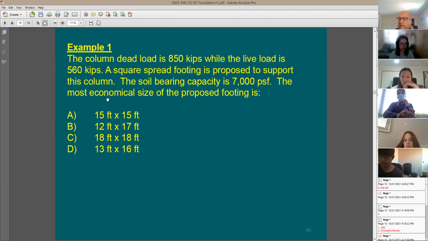The most economical size of the proposed footing is, can it be 15 by 15? You say, well, I don't know. 12 by 17? I'm going to say no, because this is not a square footing. 18 by 18, maybe. 13 by 16, no, it is not a square footing. So it could be one of these two: 15 by 15 or 18 by 18. In many cases, maybe both footing sizes are going to work fine, but the most economical one is going to be the smallest of the two satisfying this requirement of the soil bearing capacity.